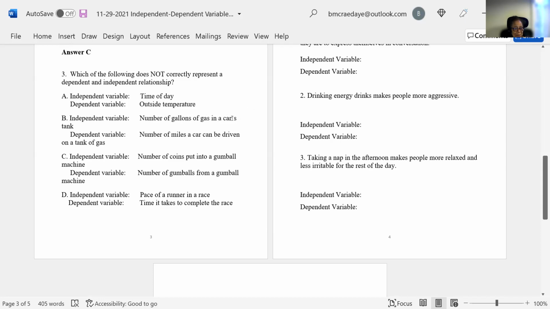We call that MPG, miles per gallon. All right. But when you say tank of gas, that makes it not a relationship.